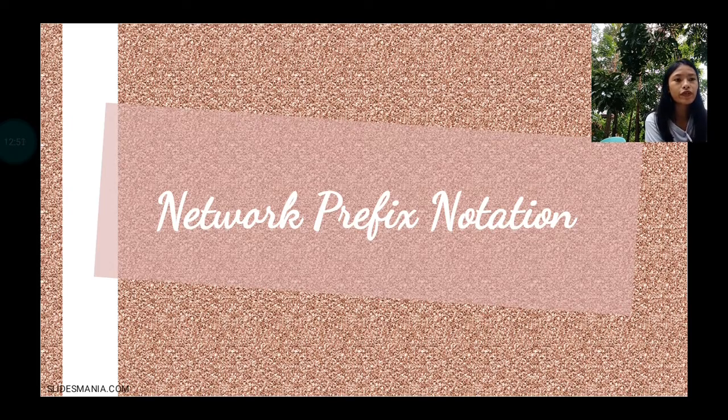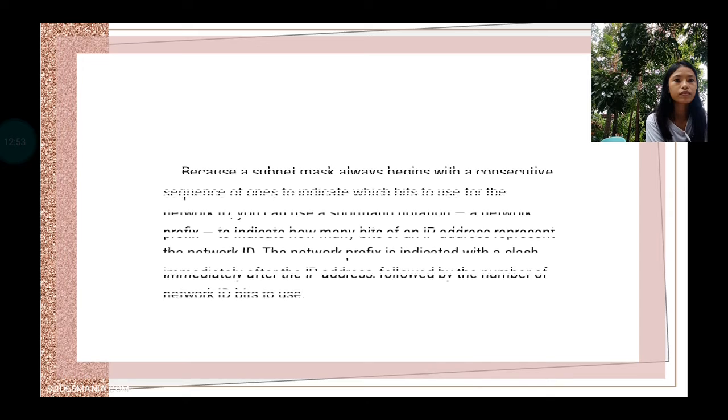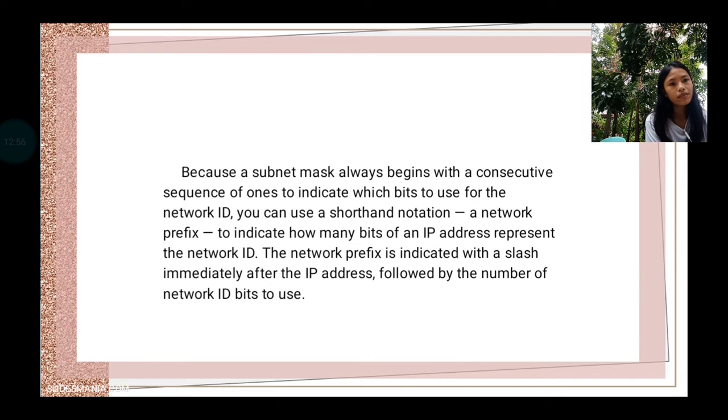So, network prefix notation. Because a subnet mask always begins with a consecutive sequence of ones to indicate which bits to use for the network ID, you can use a shorthand notation, a network prefix, to indicate how many bits of an IP address represents the network ID. The network prefix is indicated with a slash immediately after the IP address, followed by the number of network ID bits to use.